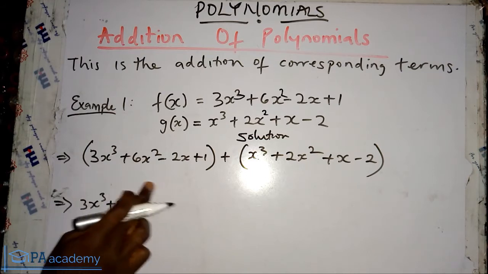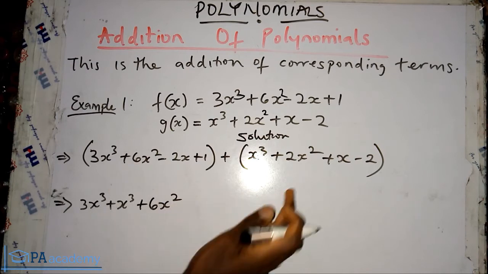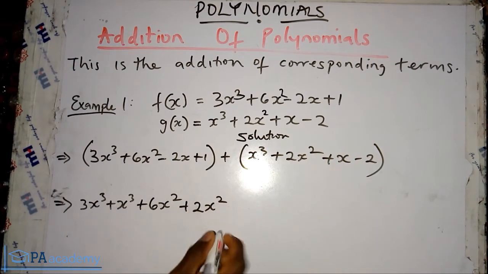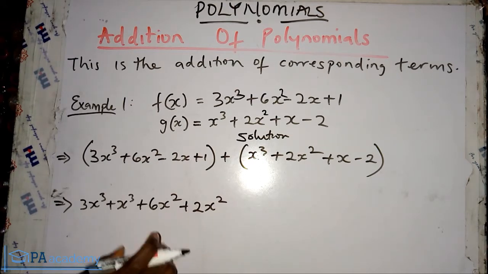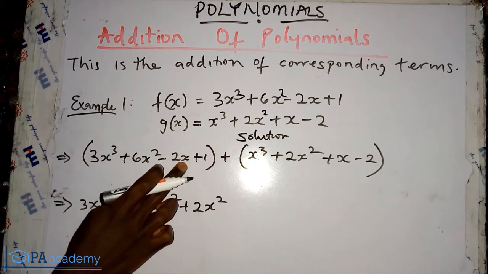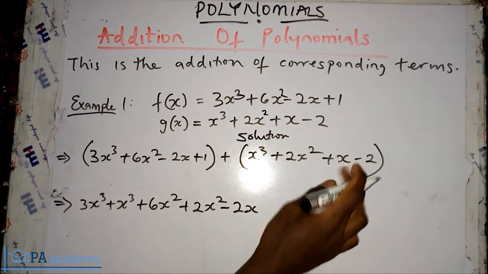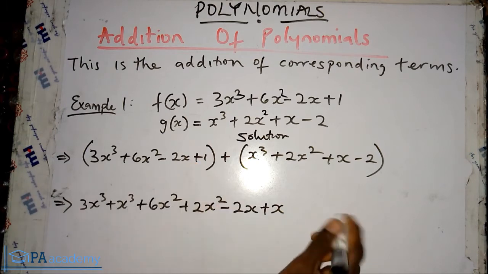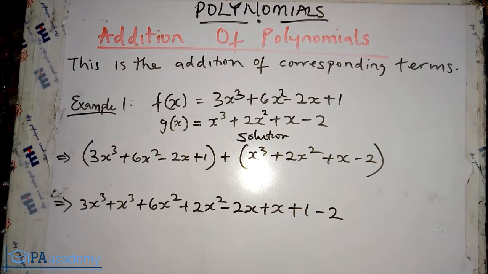Now let's look at the other term. We are having plus 6x squared, so that will be plus 6x squared. Let's look at this one too. That will be plus 2x squared. It's very important to pick it like this so that you don't make mistakes, especially if you are not yet familiar with polynomials. Let's look at the next one. We have minus 2x. Let's look at it on this side. We're having plus x. Then plus 1 and minus 2.